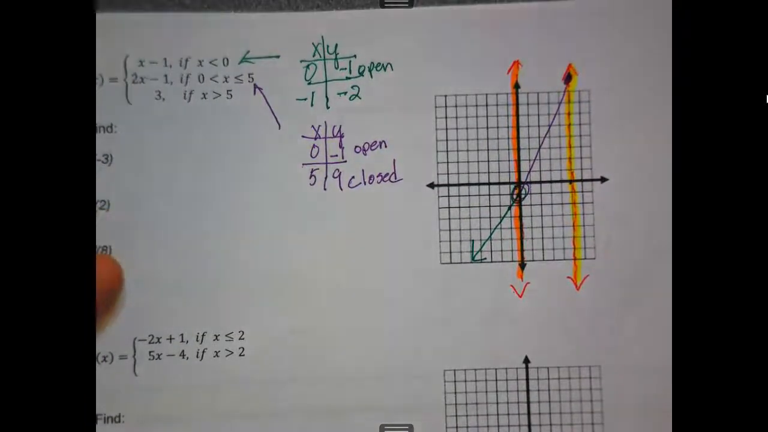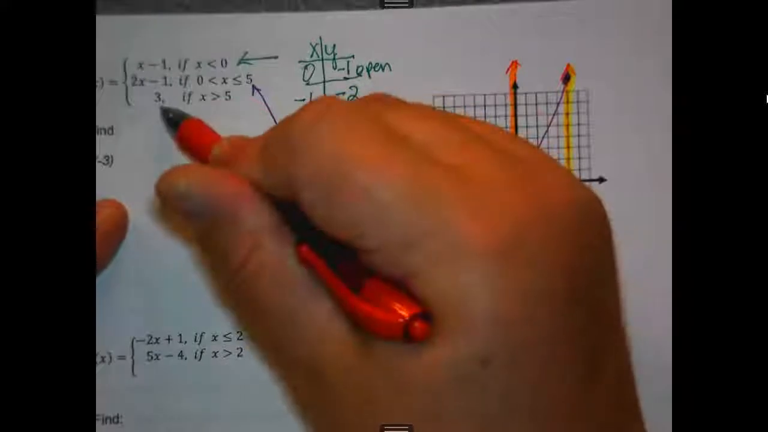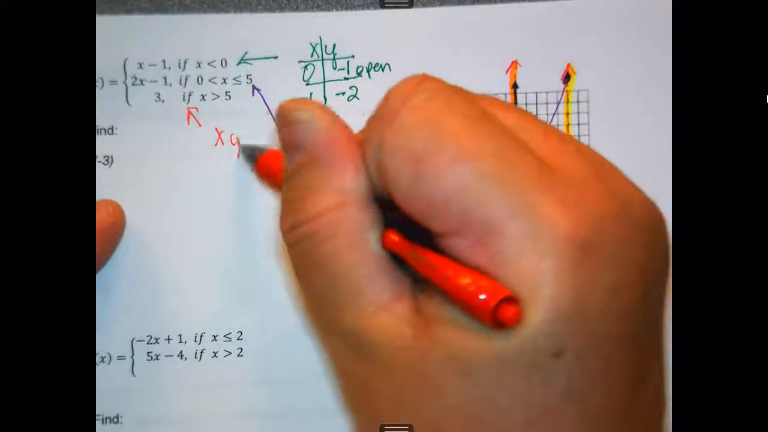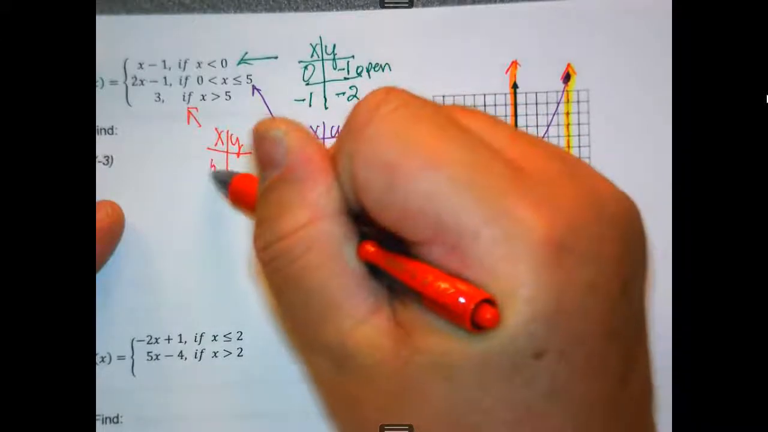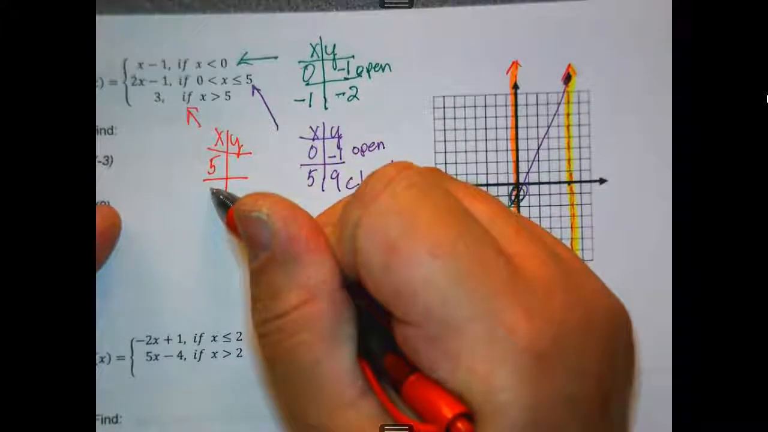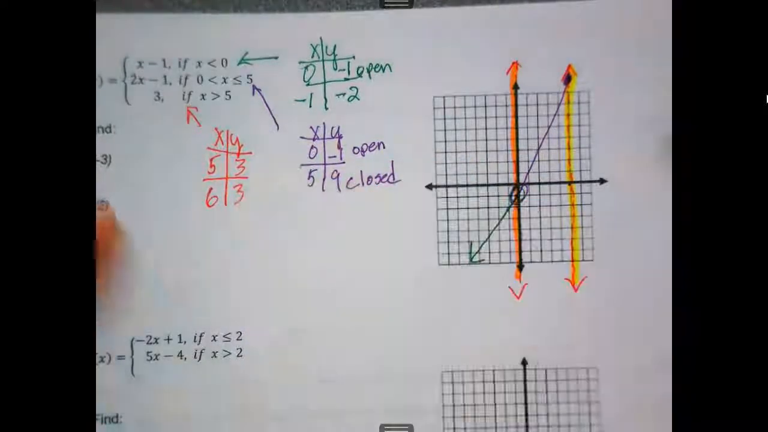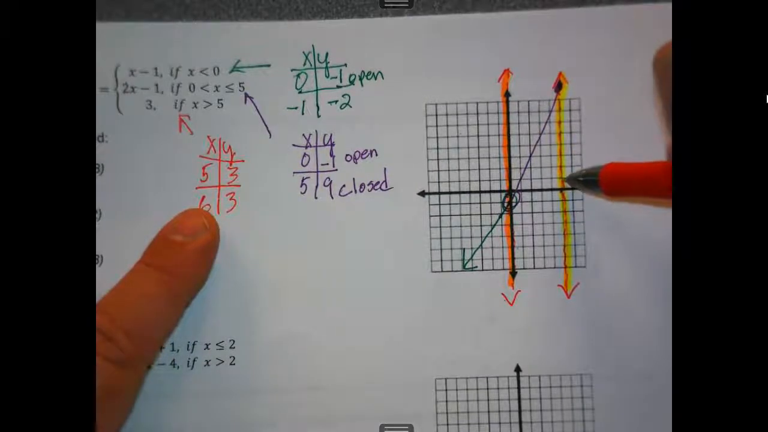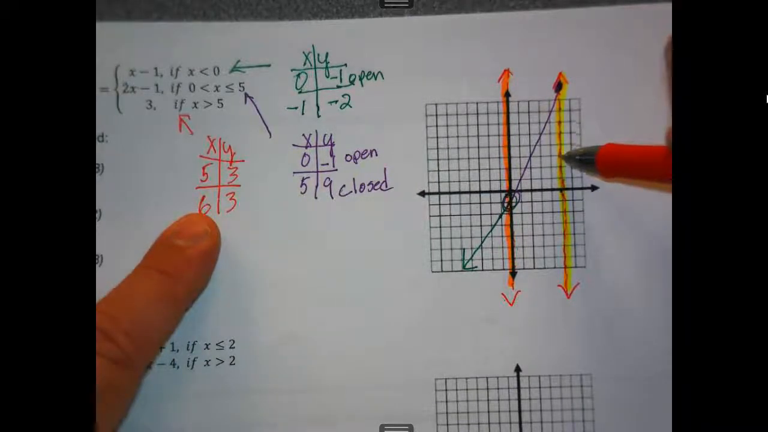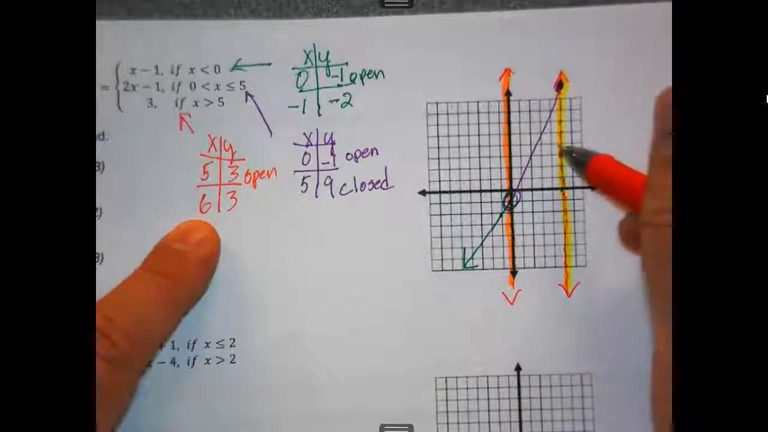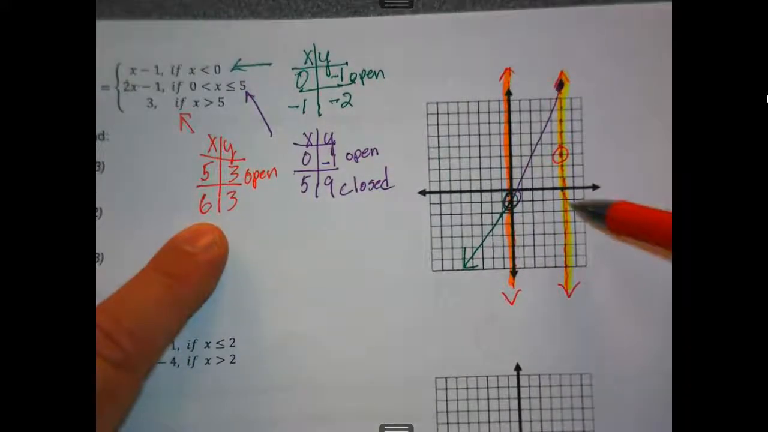And the last one. T-chart. Which point do I have to use for x? And give me another point. So 5, 3. Open or closed circle? Open. And 6, 3.